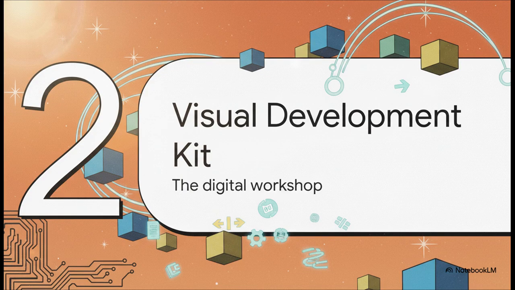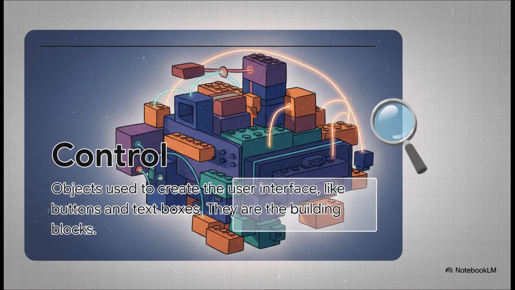All right, let's step into the workshop. When you're doing visual programming, your main space is called the Integrated Development Environment, or IDE. The best way to think about it is like a digital workbench, already stocked with all the parts and tools you're going to need. The most basic parts in your toolkit are called controls. Honestly, just think of them as digital Legos. They're the buttons, the text boxes, the labels, all the things your user is actually going to see and click on. You literally just drag them from a toolbox and drop them right where you want them.